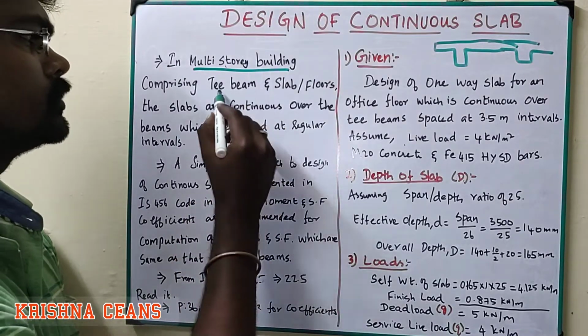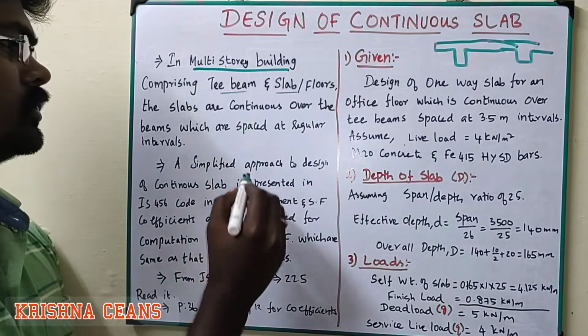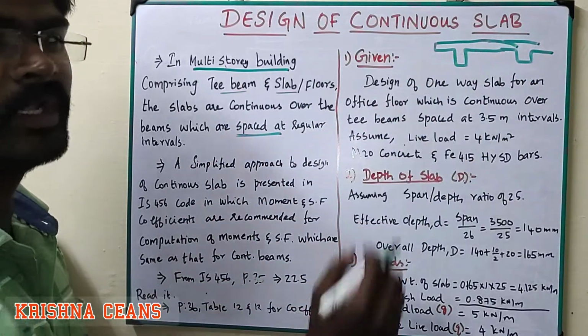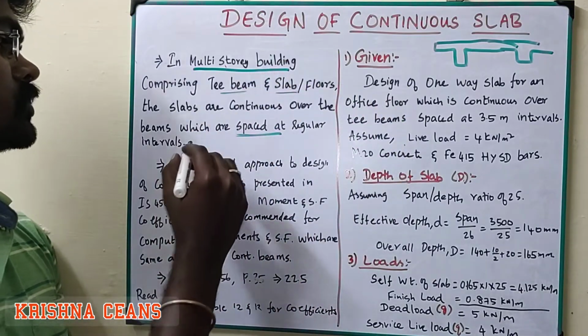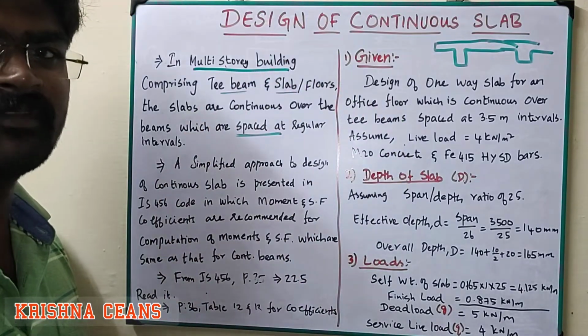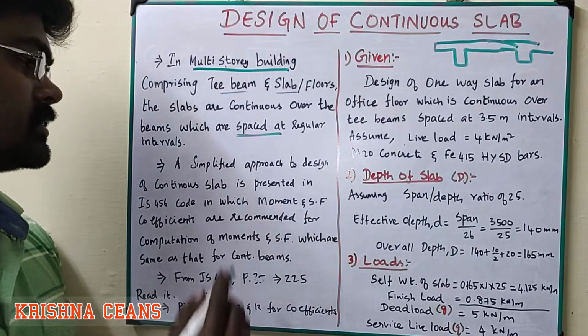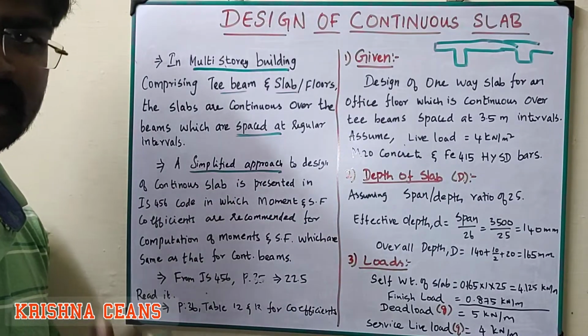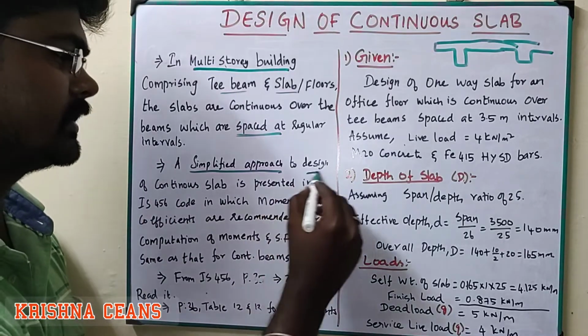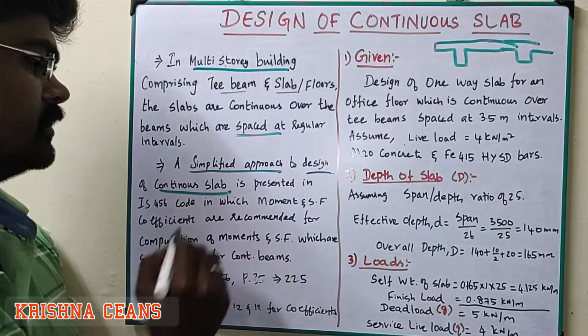So T-beam and slab are spaced equally from one beam to another beam and one slab to another slab. For those cases we go for a design of a continuous slab. Otherwise, it is a very simplified approach to design the continuous slab.